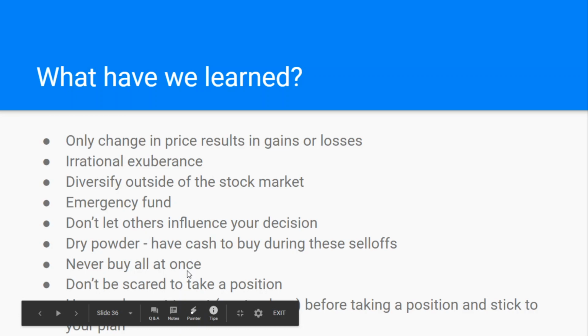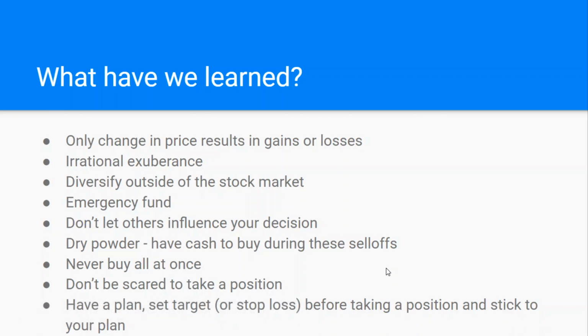Again, never buy all at once. Don't be scared to take a position. Look, when we're investing, we have to be courageous but not stupid, right? So the only way you're going to make money is by investing, by deploying the capital. If it sits on the sidelines, that cash is not going anywhere. So don't be scared to take those positions.